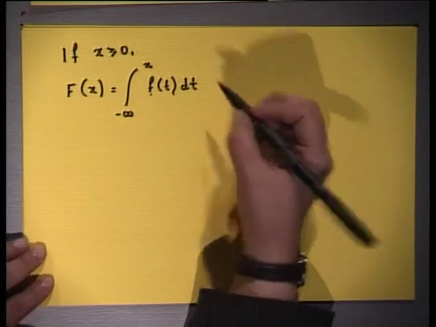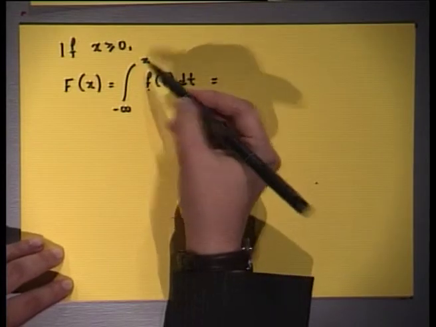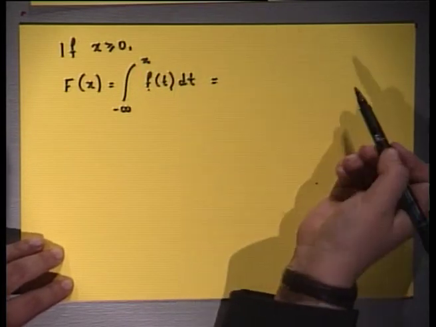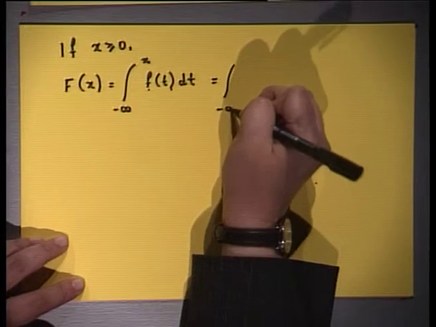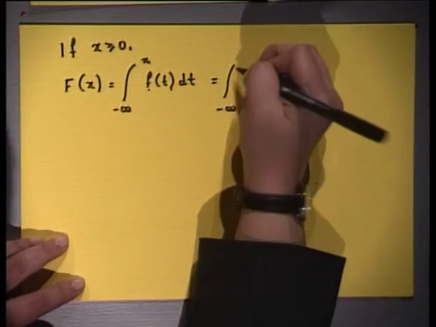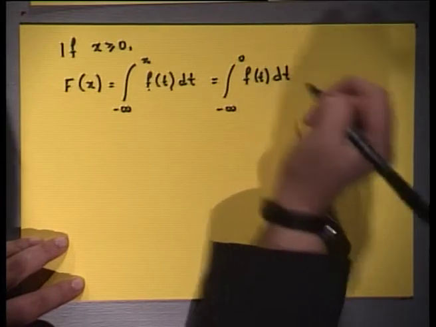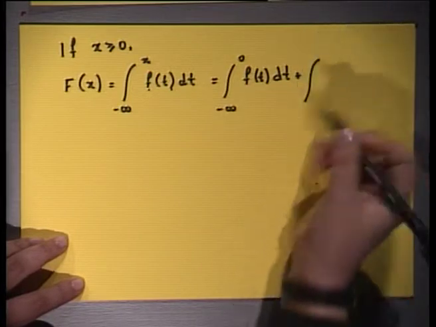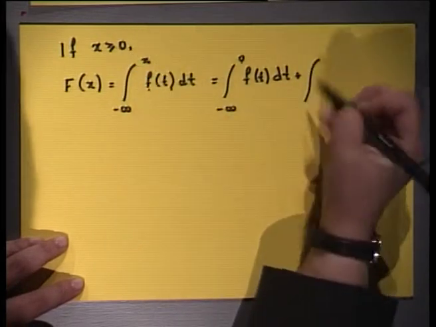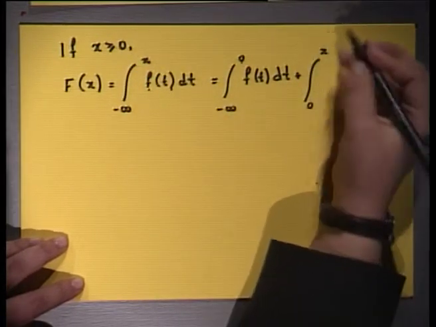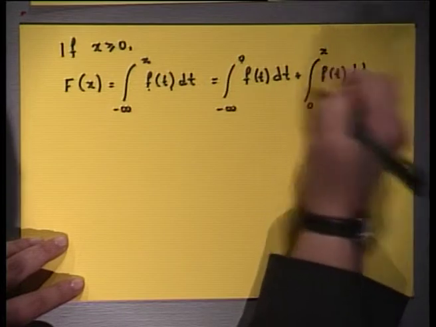So we are going to split this integral into values of x up to 0 and values of x greater than 0. So this will go from minus infinity to 0 of f of t dt, plus the rest from 0 to x, where x is positive, and we need to calculate these two integrals separately.